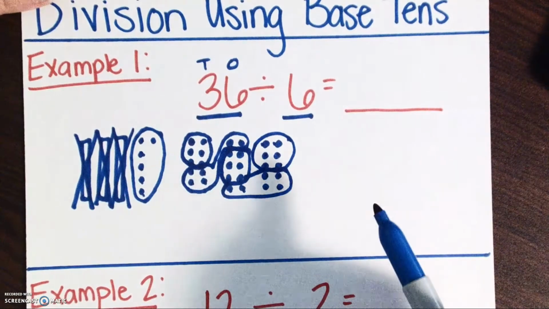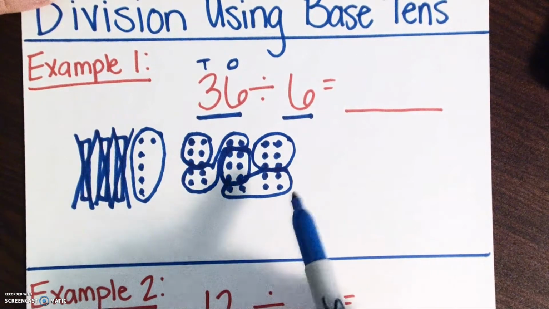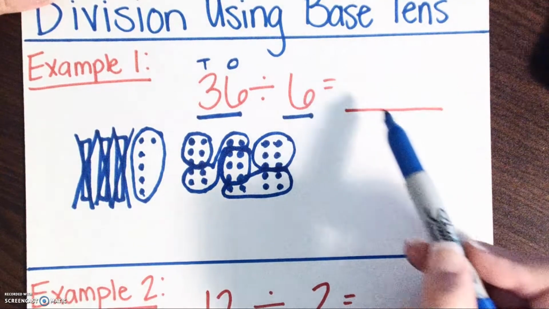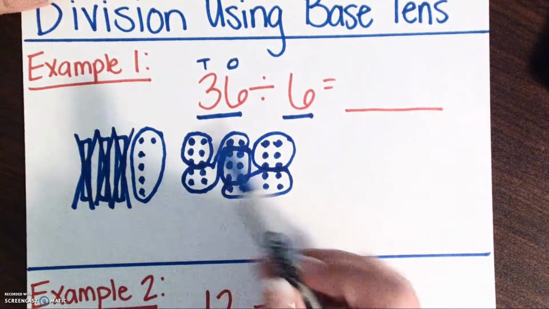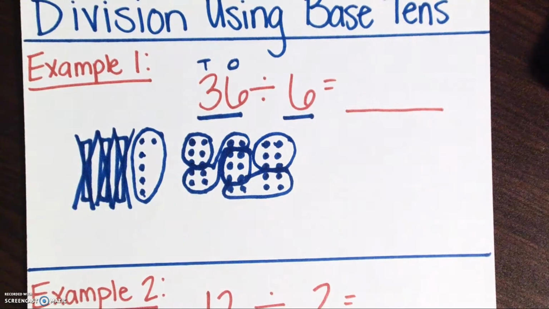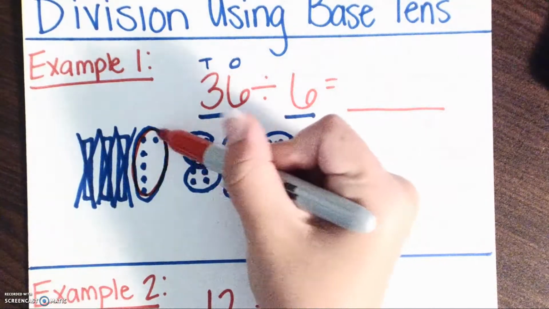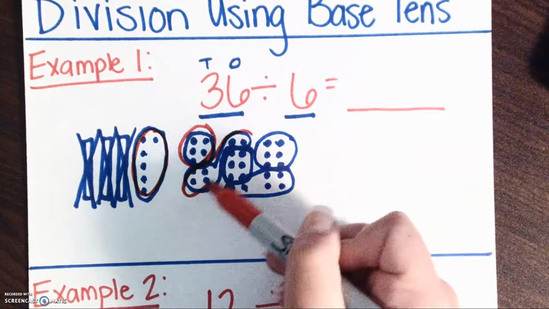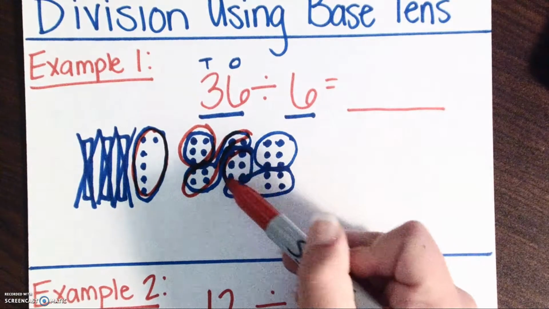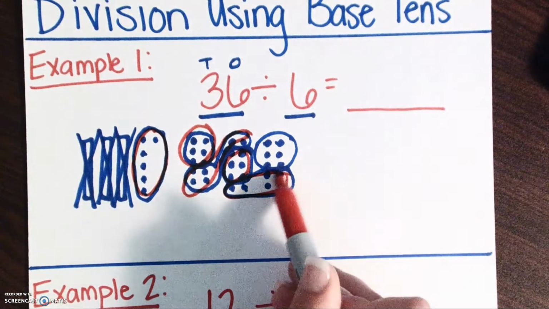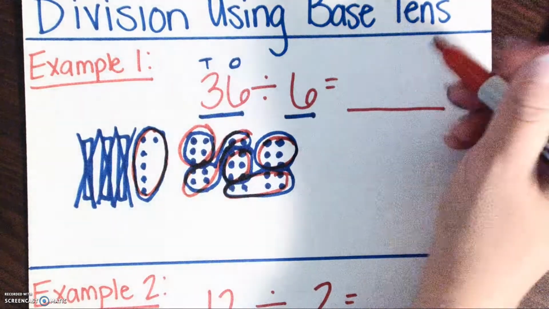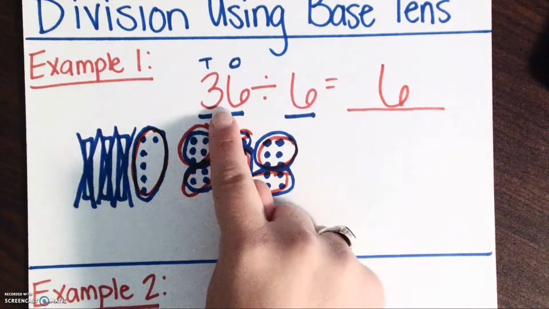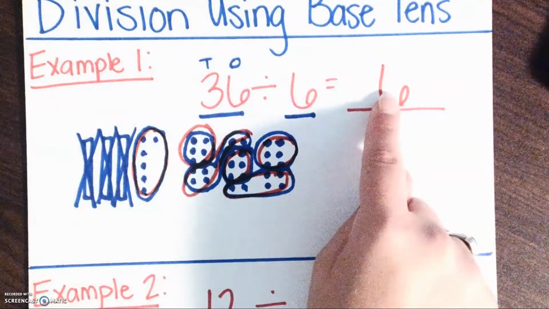Now, we have grouped our 36 ones into groups of 6, but our answer here would be how many groups we made. So let me use a different marker so you can tell. I have 1 group, 2 groups. This is a 3rd group, 4th group, 5th group, and 6th group. So I have 6 groups. So that means that 36 divided by 6 equals 6.